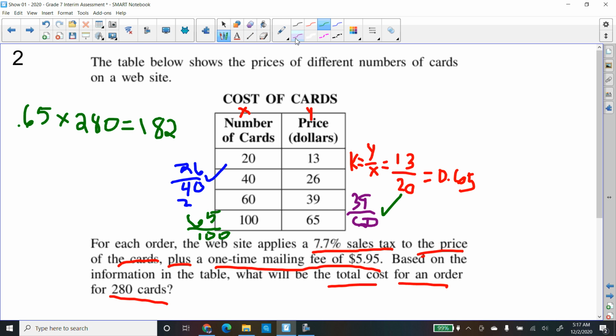Now, what do I have to deal with now? I have to pay a sales tax of 7.7% to the price of the cards. So I've got to pay $182 times 100% of the cards plus the 7.7%. So this is that formula that I use. If you check out my sales tax video, you'll see that total cost formula. This is a little more direct. So I'm paying 100% plus an additional 7.7%, and that'll give me the total cost of the cards.